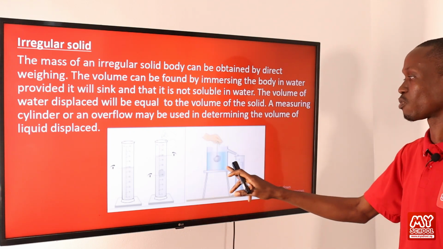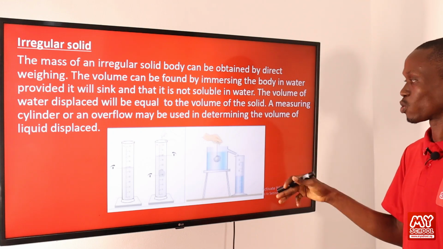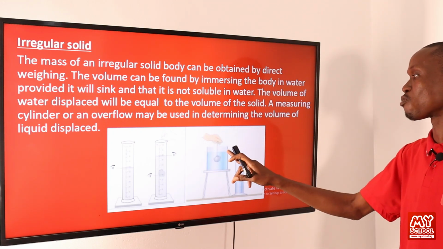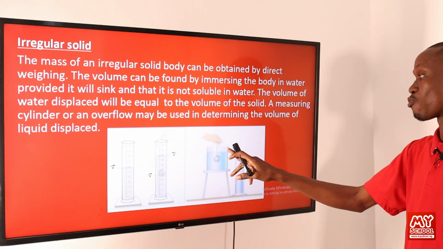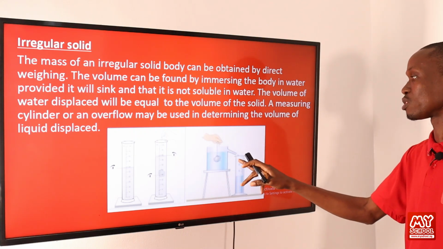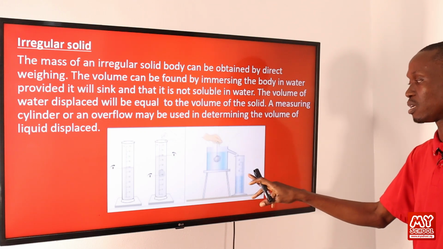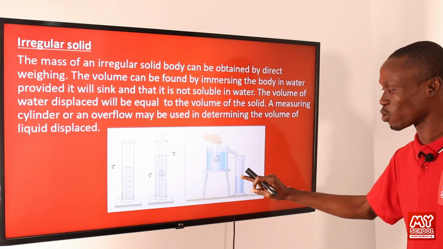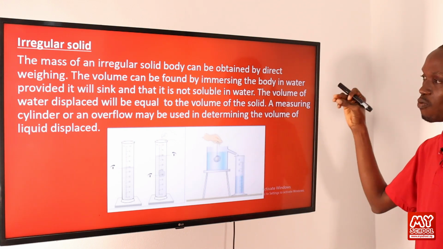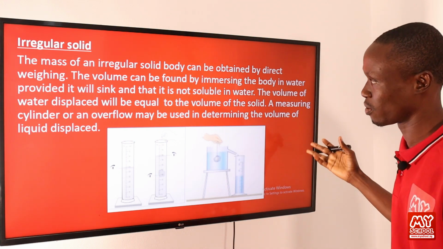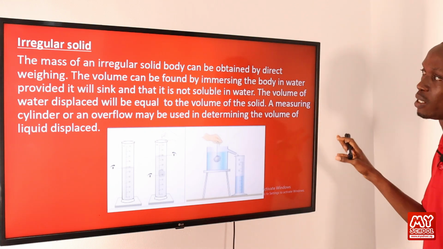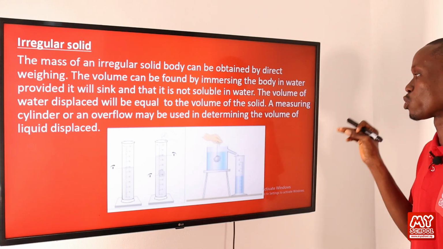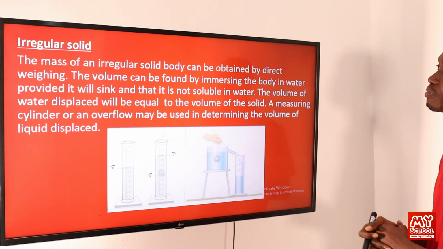Okay, so this is what is referred to as an overflow can. So once you drop the solid inside, right, the water will be displaced. So that displaced water will flow through the nozzle into the measuring cylinder, where you can easily read off the volume of the water displaced, right? And the volume of the water displaced equals the volume of the solid. Okay, so this is just how we determine the volume of an irregular shaped solid. Let's move to the next slide.